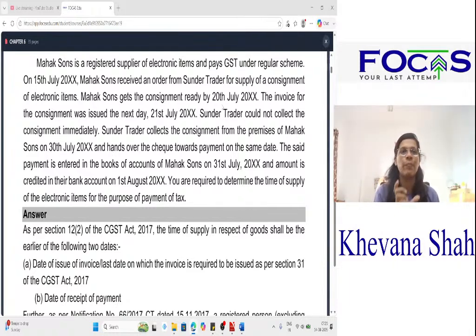Consignment ready 20th July. Now, invoice issued 21st July. Now, again, see that the trader could not collect the consignment immediately. Sundar Trader collects the consignment from the premises of Mahek Sons on 30th July. Okay, so movement of goods 30th July. Again, payment entered in the books of Mahek Sons, that is your supplier, 31st July, and amount credited in bank account 1st of August. Now you are required to determine the time of supply of the electronic items for the purpose of payment of tax. Try to find out what is the time of supply in this particular case.